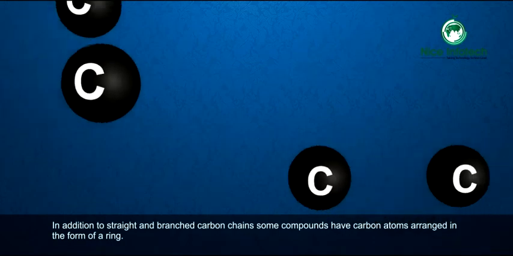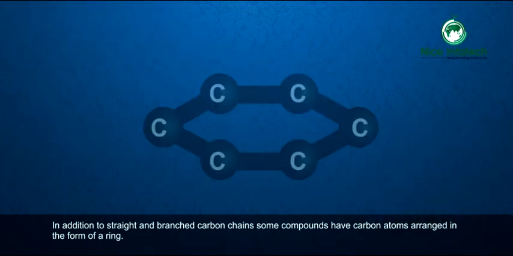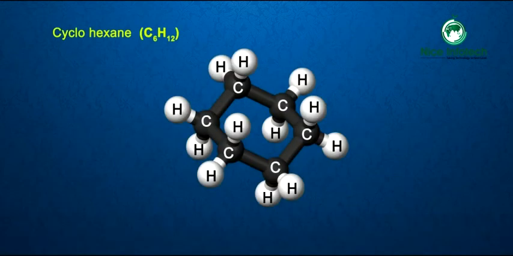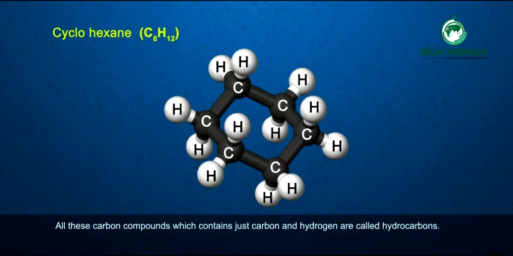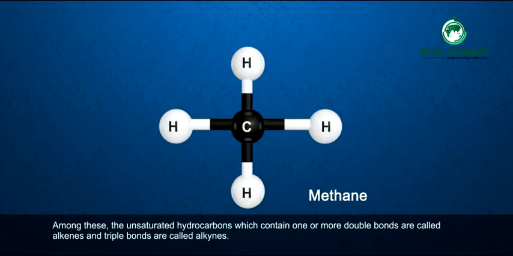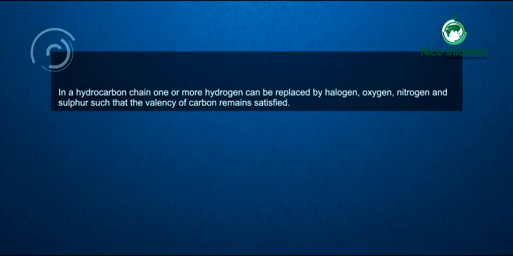In addition to straight and branched carbon chains, some compounds have carbon atoms arranged in the form of a ring. Cyclohexane has the formula C6H12. All these carbon compounds which contain just carbon and hydrogen are called hydrocarbons. Among these, the unsaturated hydrocarbons which contain one or more double bonds are called alkenes and those with triple bonds are called alkynes.